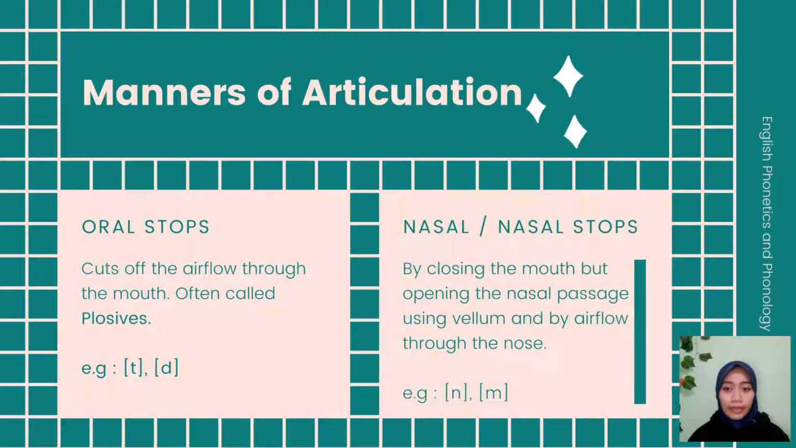And then in the next slide, there are the stops. There are 2 stops. The first is oral stops. It's a sound made by cutting off the airflow through the mouth, often called plosive. The examples are t and d. And the second stop is the nasal stop, usually called nasal. It's a sound made by closing the mouth and opening the nasal passage, with airflow through the nose. The examples are n and m.